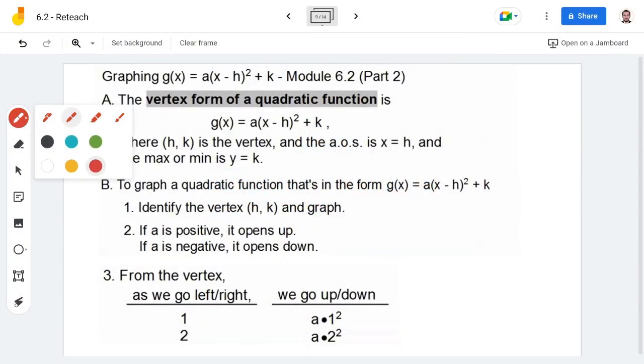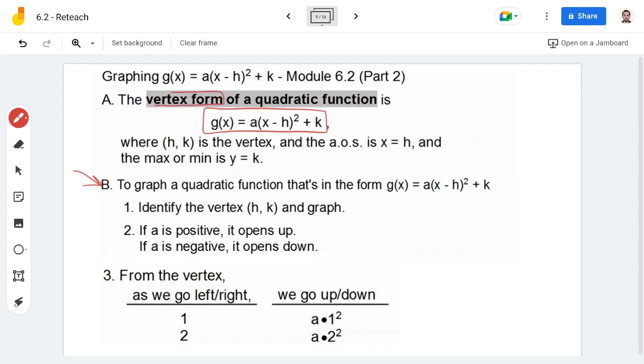Okay, now let's go to the last part of the question. If I need to combine h and k in one function, how can I graph it? Here are the steps. But before we go to the steps, I need to read something important here.